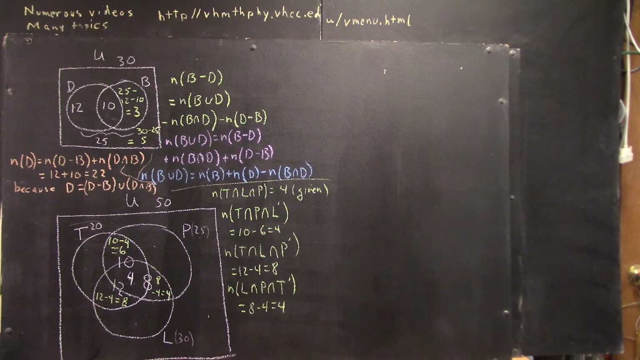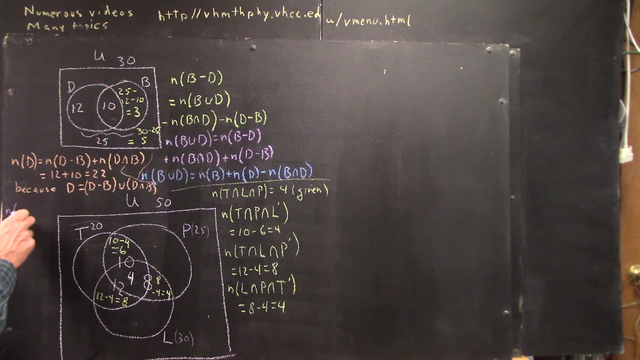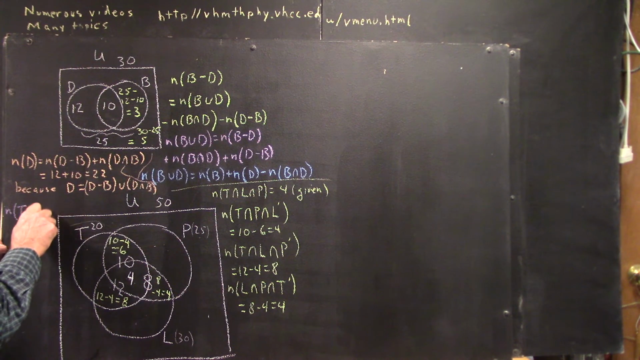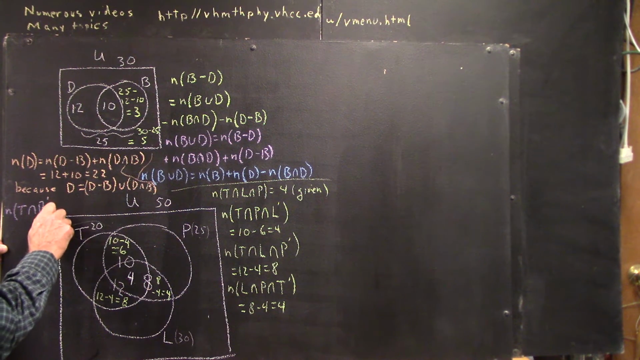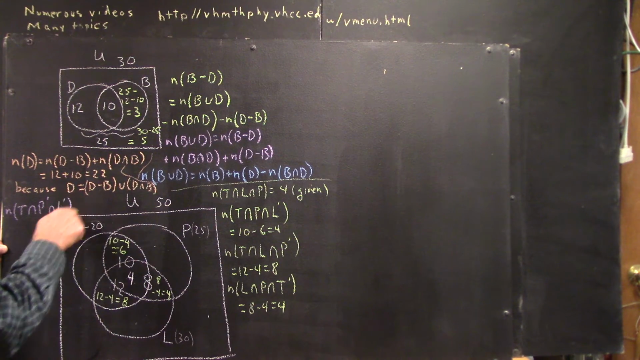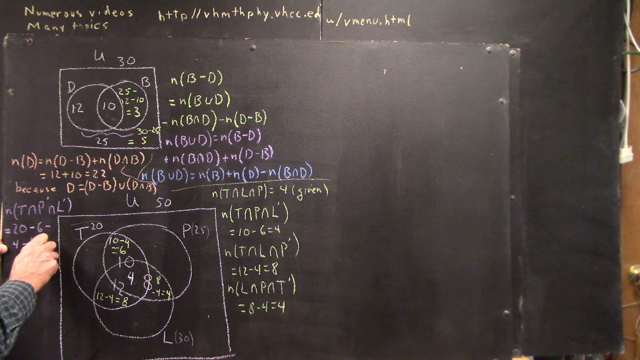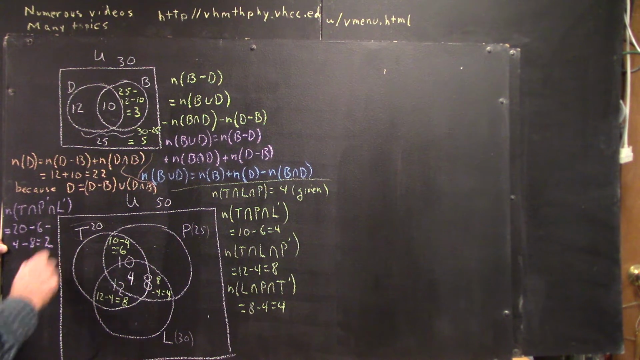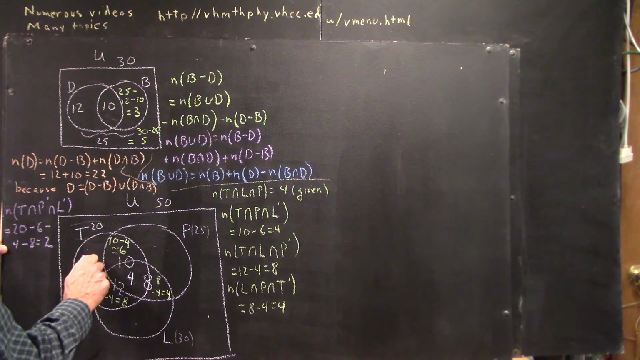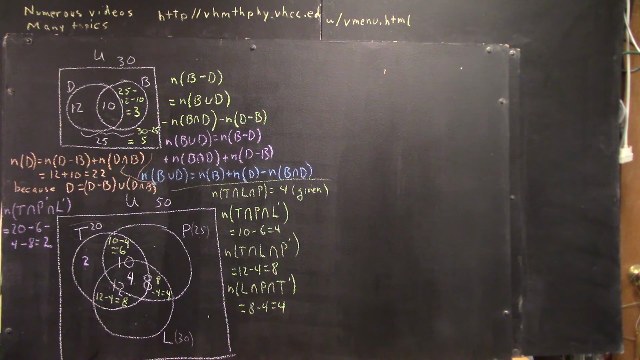Okay? So, what do we want to find? We want to find the number of truck drivers who aren't in prison, who aren't in love. And that's going to be the 20 minus the 6 minus the 4 minus the 8, and I believe that comes out to 2. So now we know that there are 2 in this region.